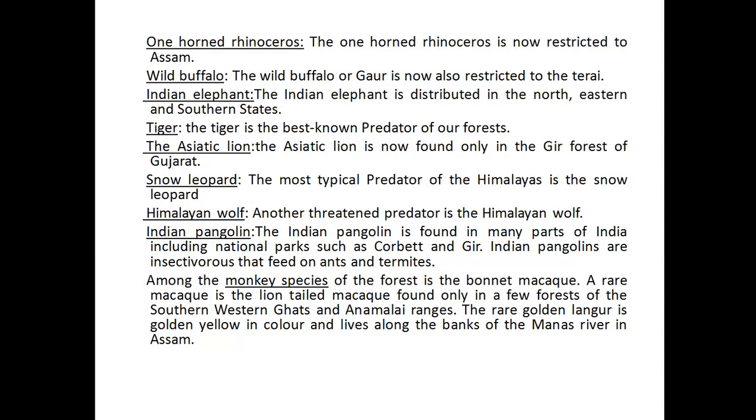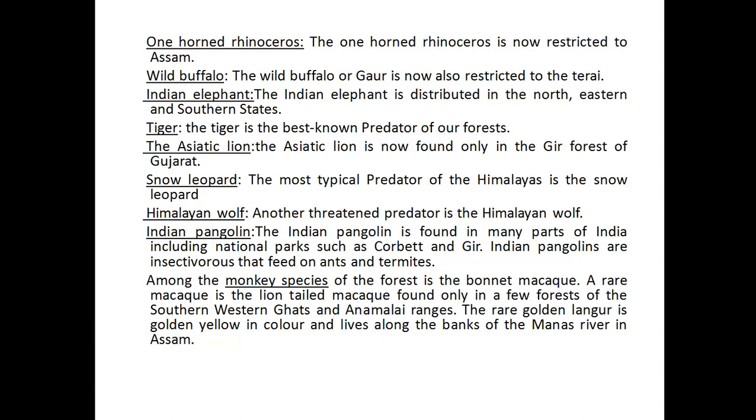Other mammals include the one-horned rhino, which is now restricted to Assam. Then you have the wild buffalo or gaur, which is restricted to the Terai. Then the Indian elephant is distributed in the north, eastern and southern states. You have the tiger, which is the best known predator of the forests. You have the Asiatic lion, which is found only in the Gir forests of Gujarat. The snow leopard is also a typical predator of the Himalayas.